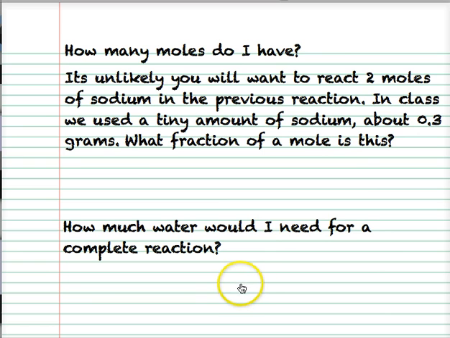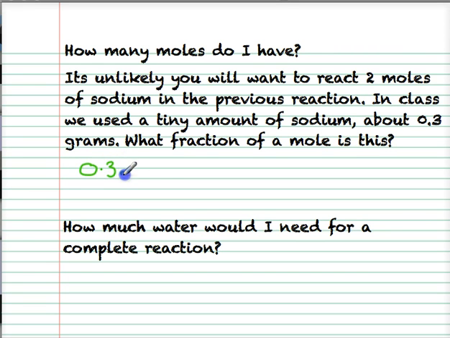Now in a reaction, it's very unlikely you're going to have a whole mole or 2 moles of substance to react. In class, with the sodium and water example, we were using a small amount of sodium, maybe about 0.3 grams. Now what fraction of a mole is this? We need to be able to work out how many moles we've got so we can decide how many moles of water we would need. So that's quite straightforward. We want to know how much of a mole 0.3 grams of sodium is. So this is the calculation we would do.